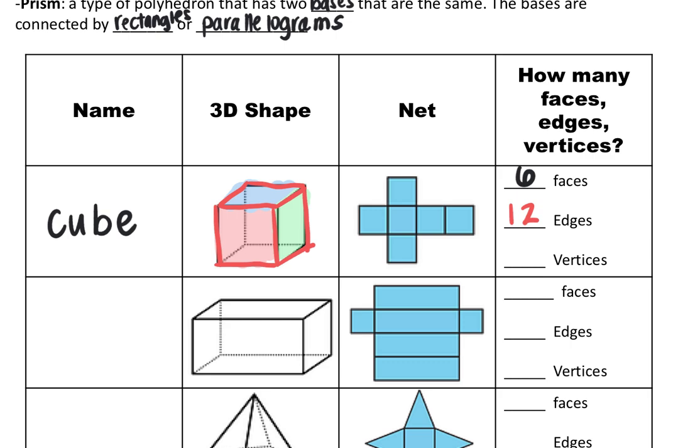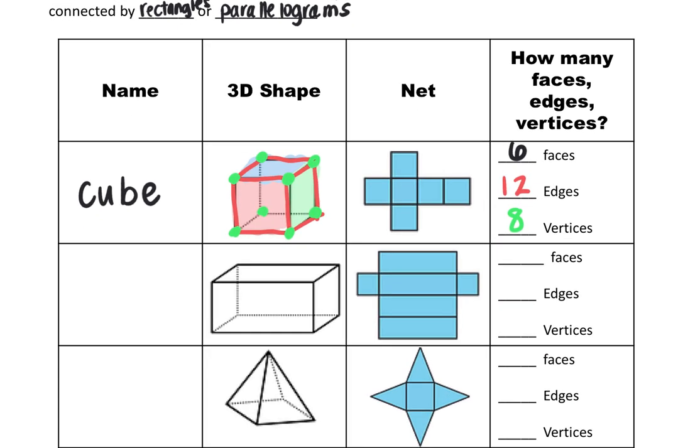All right, and then here in green, what about vertices? The vertices are the points that are sticking out in your shape. So you can call them the points. They're also called vertices. And if you count them, you should have 8 vertices. So this is what the cube looks like: 6 faces, 12 edges, and 8 vertices.